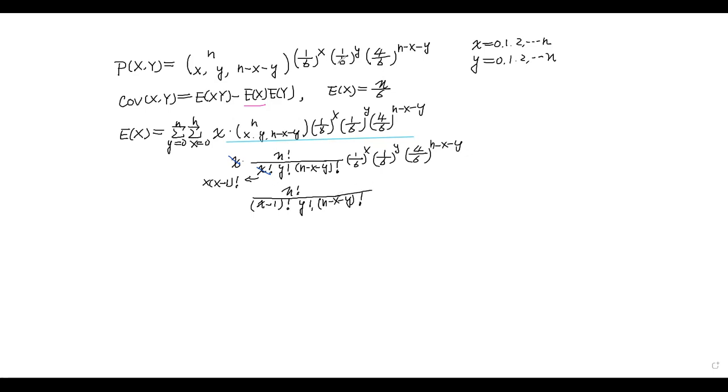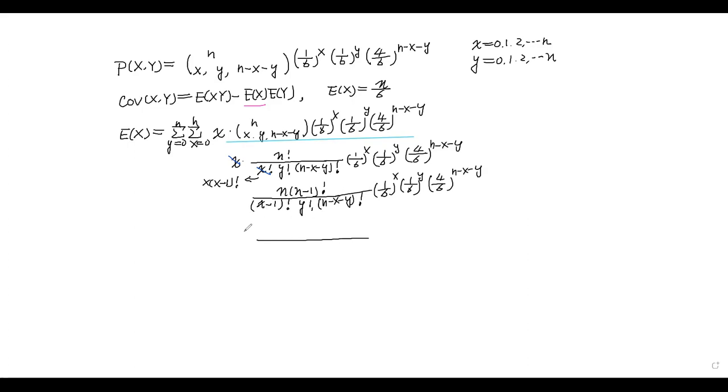And then for the top, the n factorial, I can rewrite this as n times n minus 1 factorial. Later you will see why I want to change it to here. This is 1 over 6 to the x, this is 1 over 6 to the y, and this is 4 over 6 to the n minus x minus y.